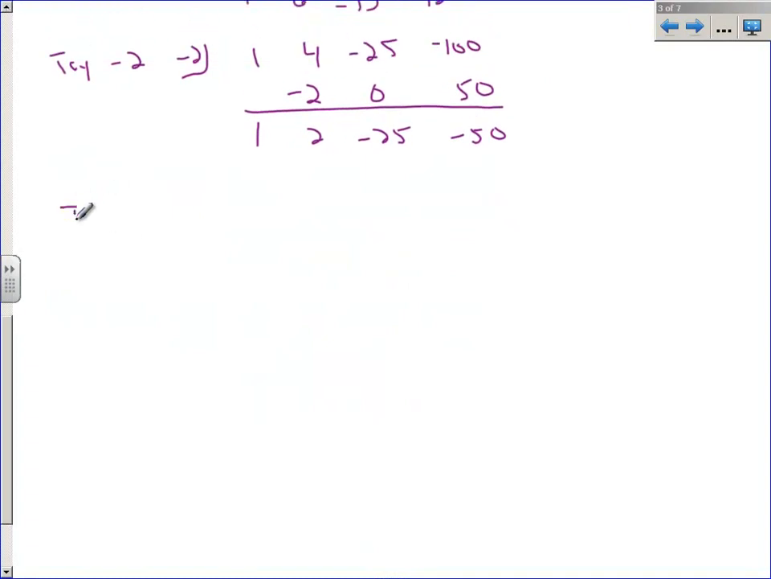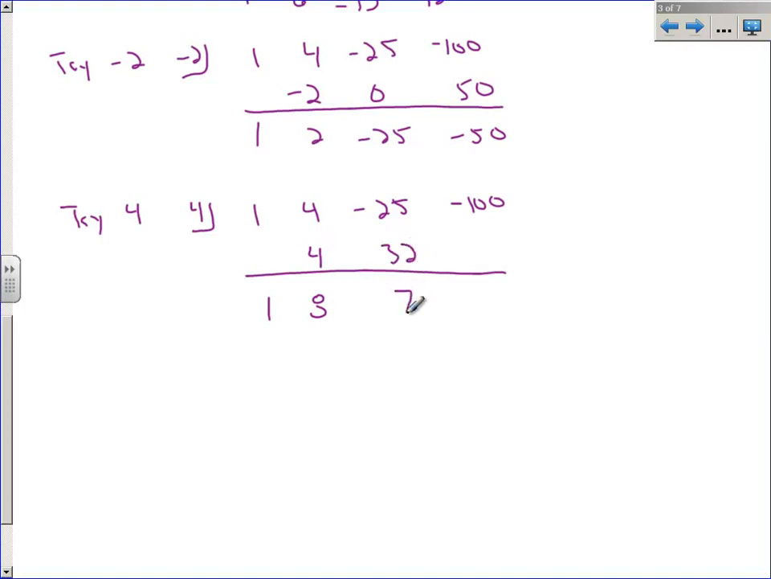Let's try 4. 1, 4, negative 25, negative 100. Multiply, add. Multiply, add. Multiply. That didn't work.